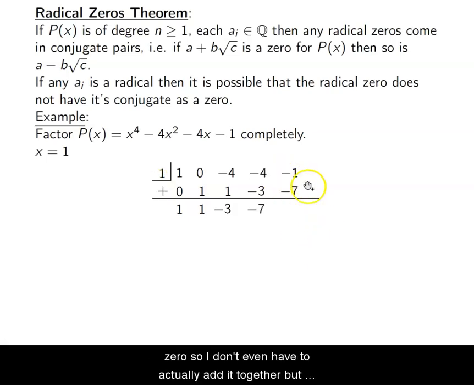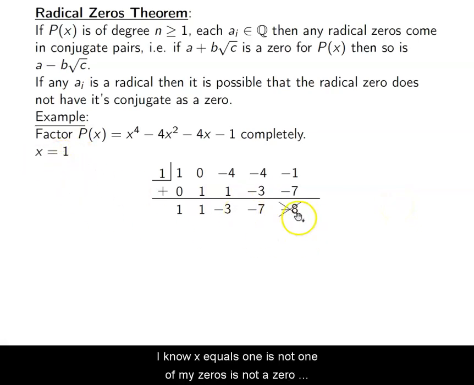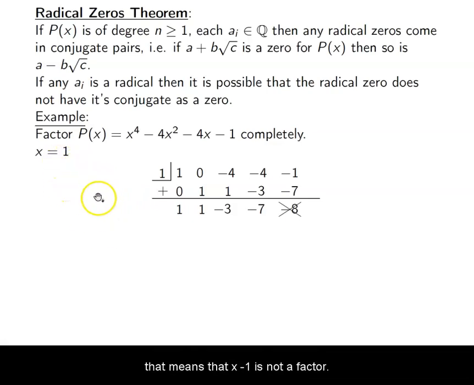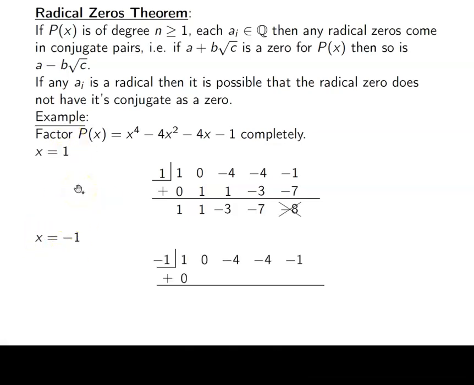And it doesn't even matter. I know this is not 0, so I don't even have to actually add it together, but it's pretty easy. It's negative 8. I know x equals 1 is not one of my zeros. It's not a zero. That means that x minus 1 is not a factor, okay? So I don't have to try this one anymore. I can just go ahead and move forward and try the next one, x equals negative 1, okay?